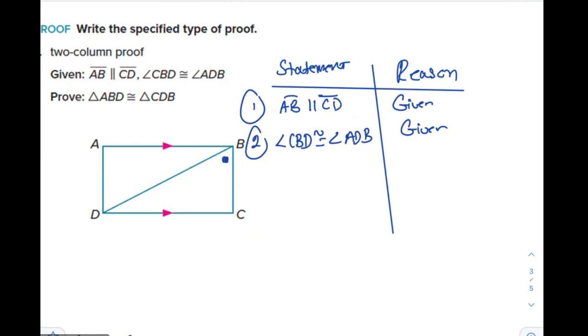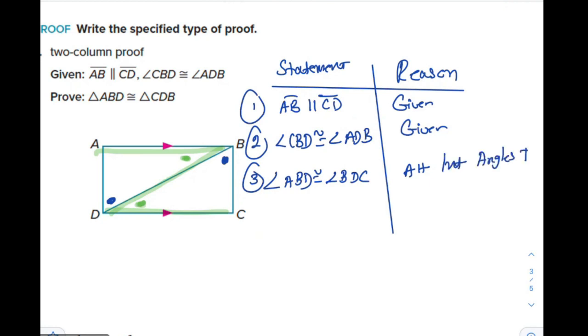CBD is this one, is congruent to ADB, which is this one in the second triangle. We are proving that triangles are congruent. Now, as I told you before, if you have parallel lines, then use the alternate interior angle or corresponding. Now, alternate interior angle shows that this angle is congruent to that. So we can directly write angle ABD is congruent to angle BDC, alternate interior angles theorem.